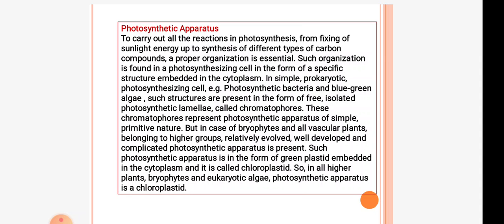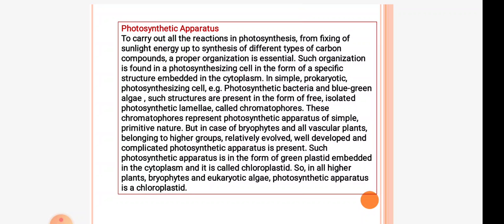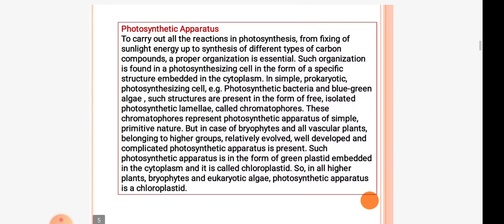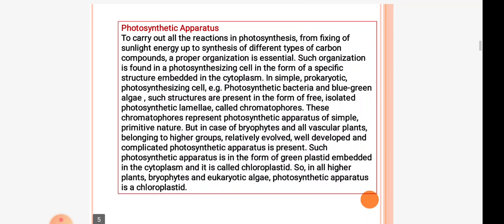But in case of bryophytes or vascular plants or higher plants, well-developed evolved plants, complicated photosynthetic apparatus is present. Such photosynthetic apparatus is in form of green plastids embedded in cytoplasm known as chloroplastids. So in all higher plants, bryophytes and eukaryotic algae, photosynthetic apparatus is chloroplastid.